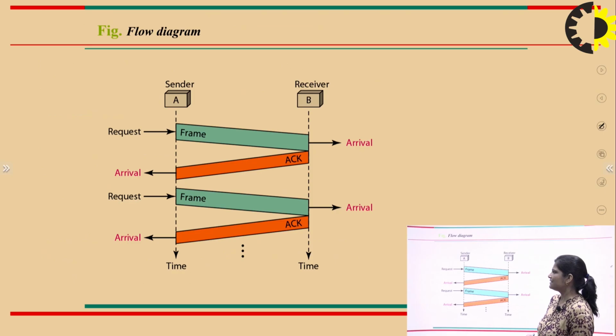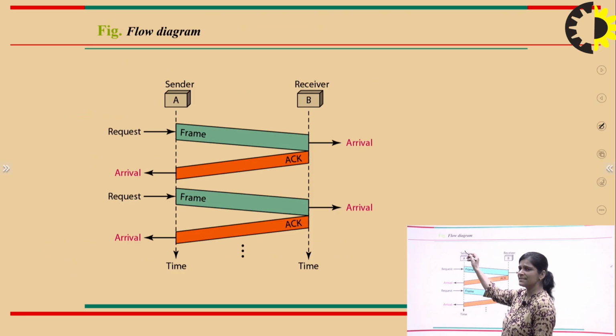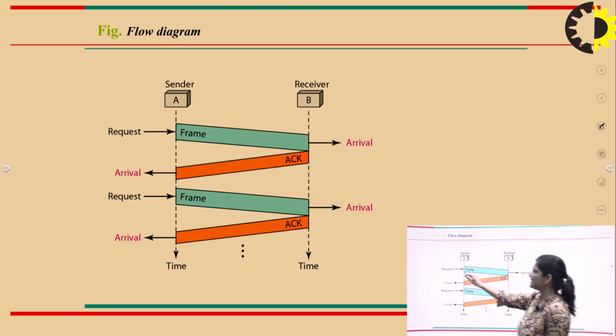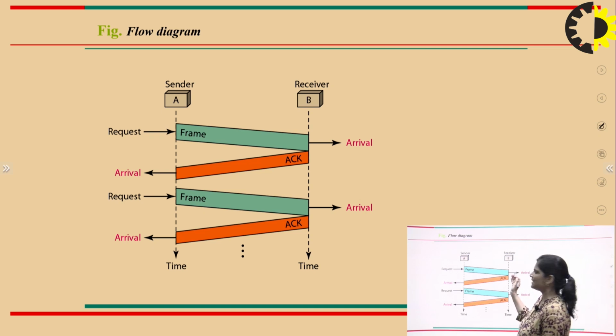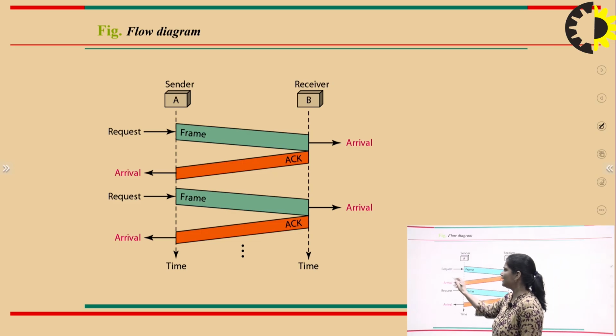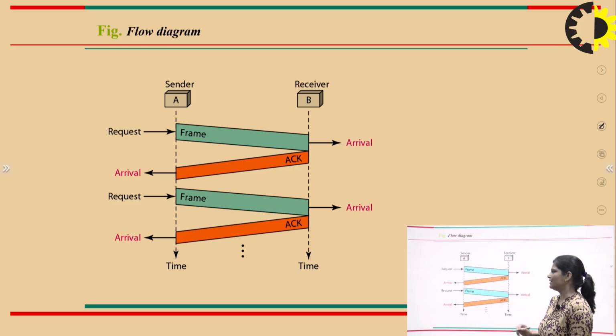Now we can see an example. Here is a sender, this is a receiver. We are sending a frame request from sender to receiver. When this frame is received at the receiver side, meaning the arrival of this frame, then the acknowledgement is sent from receiver to sender. So here the acknowledgement has arrived. Now we are sending another frame, then we are getting the acknowledgement from receiver to sender. So this is all about the stop and wait protocol.